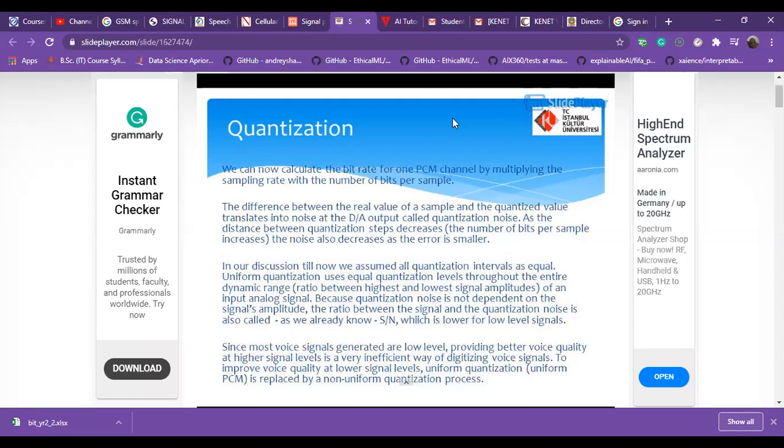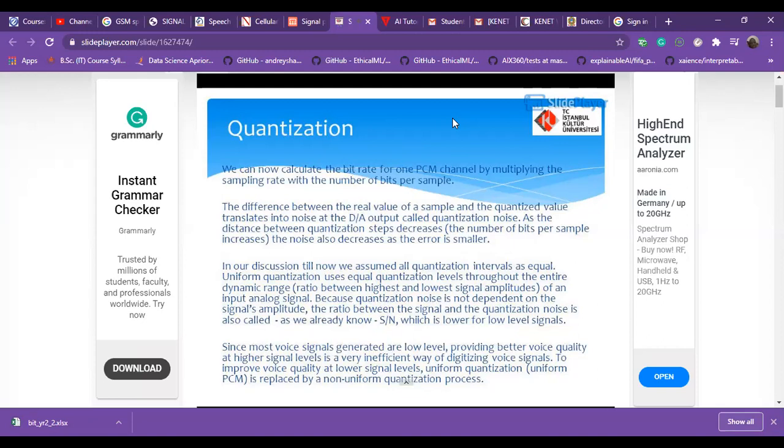In our discussion till now, we assumed all quantization intervals as equal. Uniform quantization uses equal quantization levels throughout the entire dynamic range, the ratio between highest and lowest signal amplitudes of an input analog signal. Because quantization noise is not dependent on the signal's amplitude, the ratio between the signal and the quantization noise, also called, as we already know, SNR, is lower for low-level signals. Since most voice signals generated are low-level, this is a very inefficient way of digitizing voice signals.